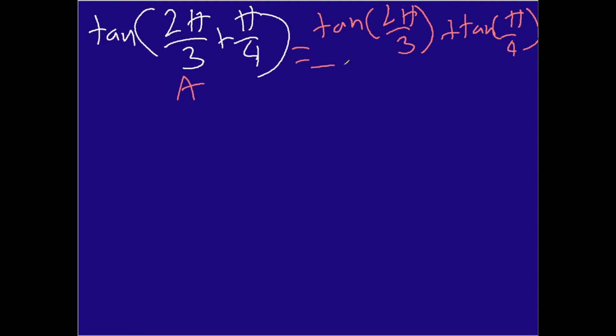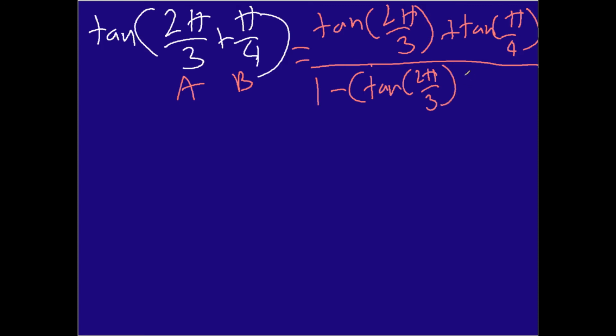All this is going to be divided by, and I need to mention that pi over 4 is the beta term, 1 minus tan of 2 pi over 3, all multiplied by tan of pi over 4, close out the parentheses. So that's what we have. The next thing we need to do is figure out exactly what tan of 2 pi over 3 is. We have to calculate that. We're going to do that next for tan 2 pi over 3 and also tan pi over 4.